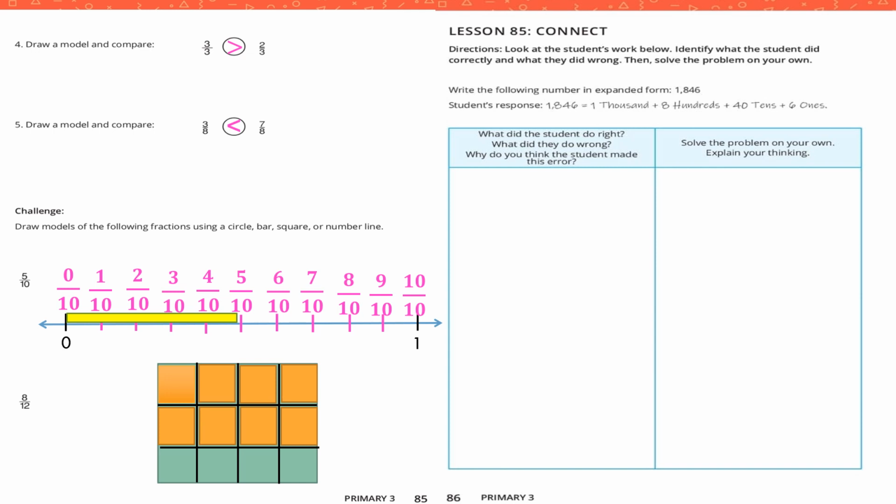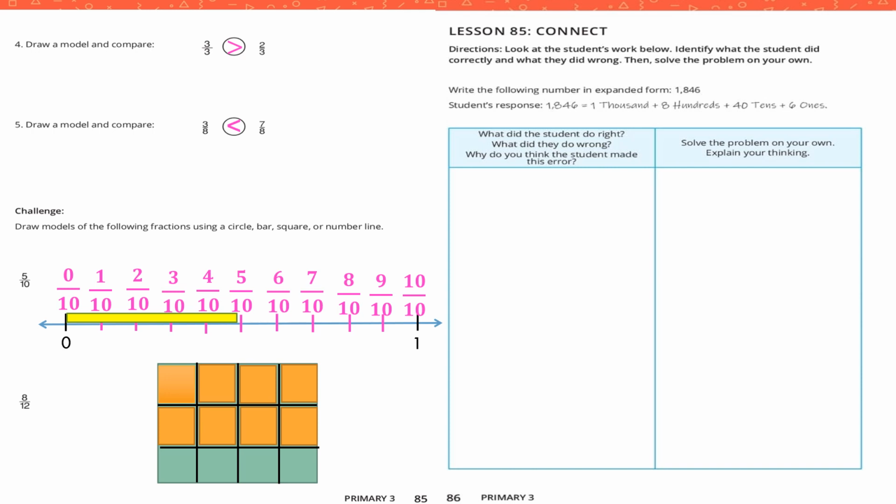The next page, lesson 85, the connect part. Okay, here we have a table and example. Write the following number in expanded form. The student response: 1846, 1000 plus 800 plus 40 tens plus 6 ones.